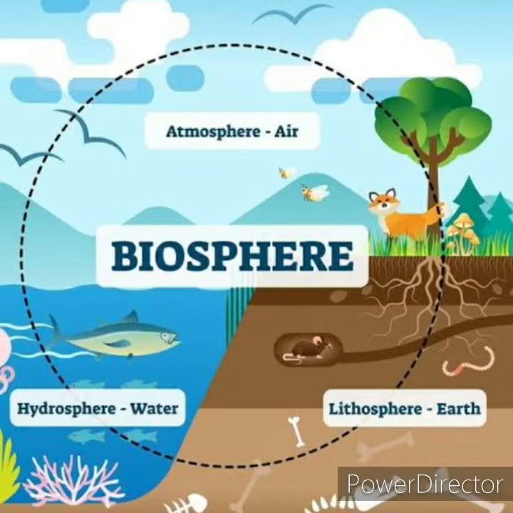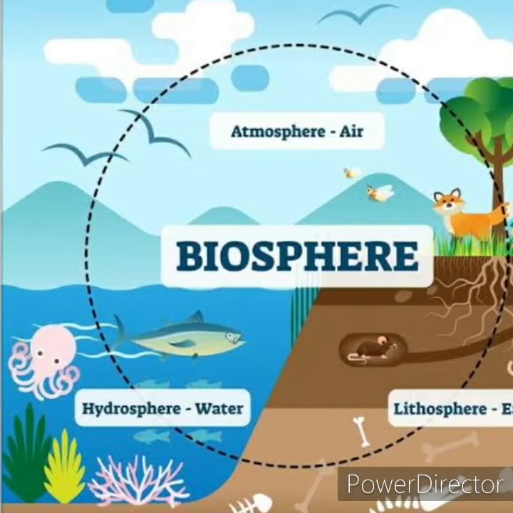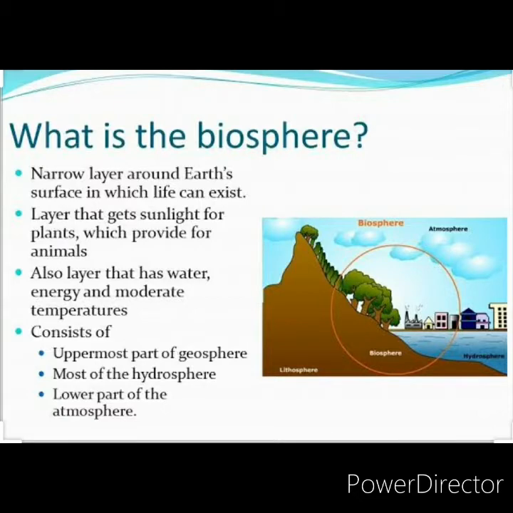Hi kids. In today's session you are going to learn about the biosphere. The biosphere, the fourth sphere of the earth, is a life-supporting layer that exists on the earth's surface. This layer encompasses the lithosphere, hydrosphere and atmosphere, and also includes the flora and fauna that thrive on or near the earth's surface.